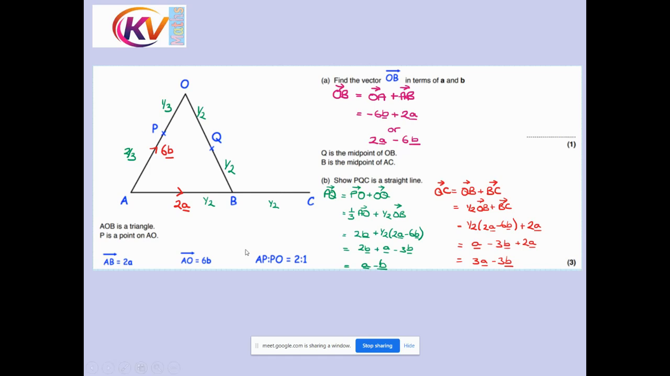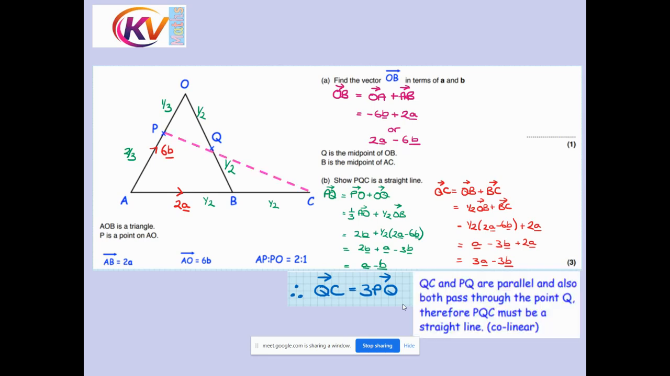Multiples, brilliant. Okay, so QC can be rewritten as 3 bracket A minus B, close bracket, and hence we can prove that QC is 3 lots of PQ, and as a result, Q and C are parallel, but again, because they've got this common point at Q, they form a straight line, or we can use the word collinear again. Okay. So again, I'll put that up.